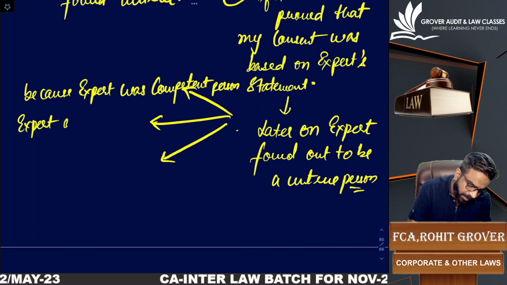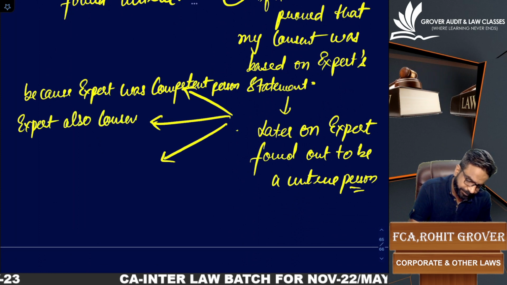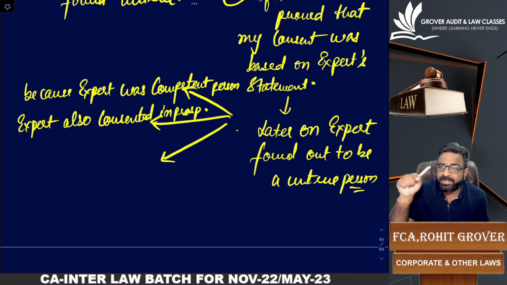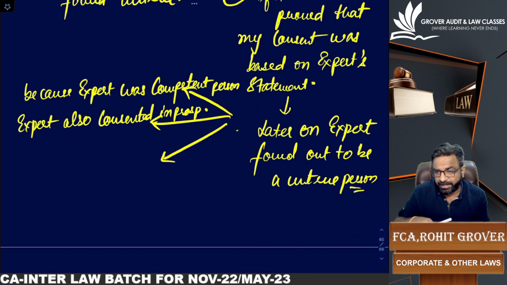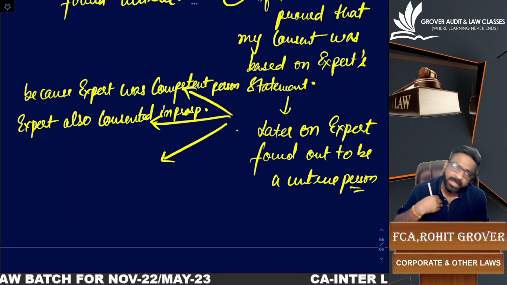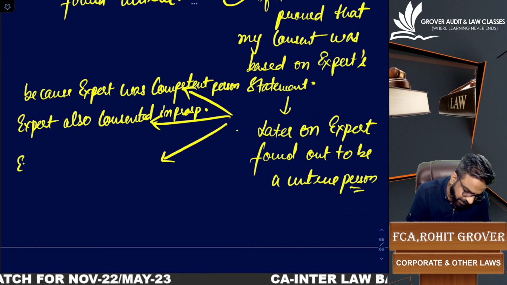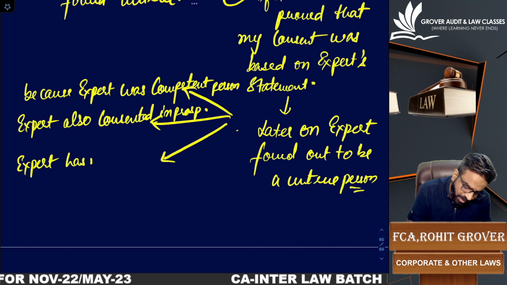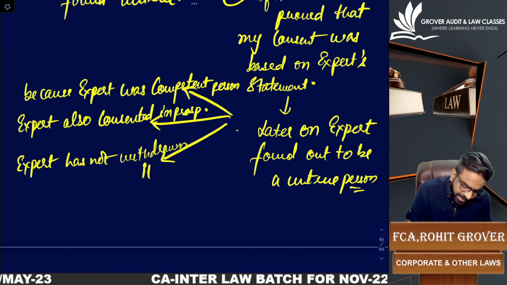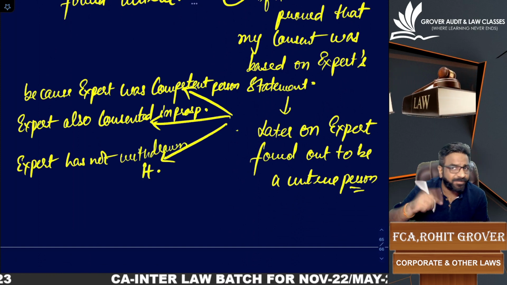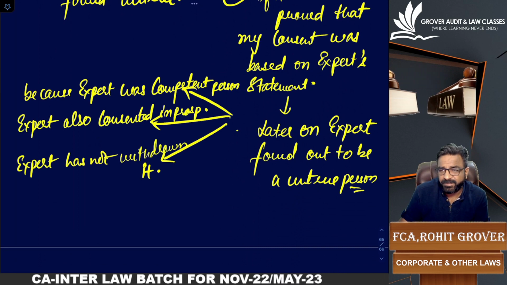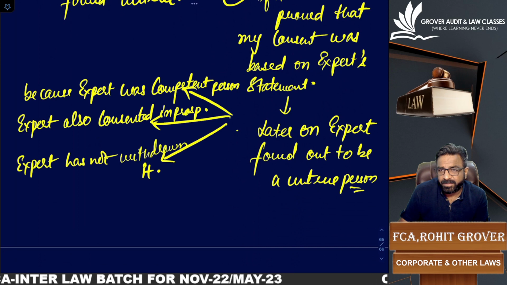Expert also consented in the prospectus. What is the second thing you have to prove in the court of law? The expert also consented in the prospectus. So my confidence in the expert grew more, because if he is also giving the consent, I will also give the consent. And the expert has not withdrawn it. Tell me, if the expert has withdrawn his consent and I have not withdrawn my consent, do you think the court will give me a case in my favor? No, sir.